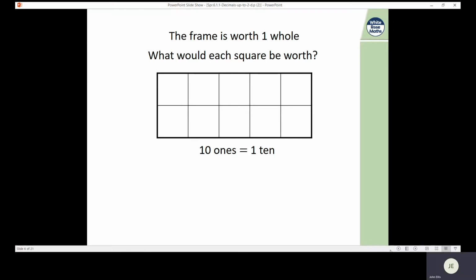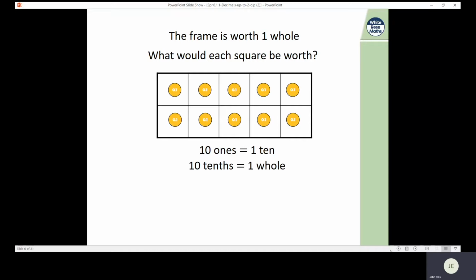Okay, I know some of you are saying the answer at the screen. So each one's going to be worth 0.1. If I add up 0.1 and 0.1 and 0.1 until I do it 10 times, I will get 1 whole, and that's best represented by the bar. All of the bar filled in is 1 whole.